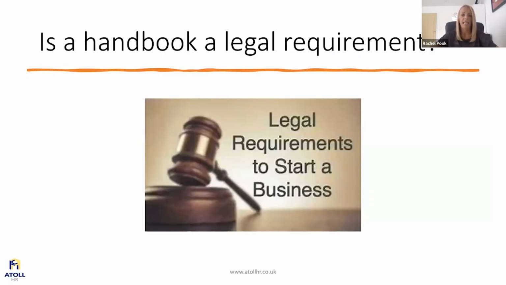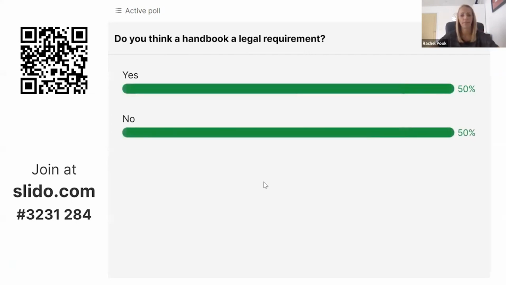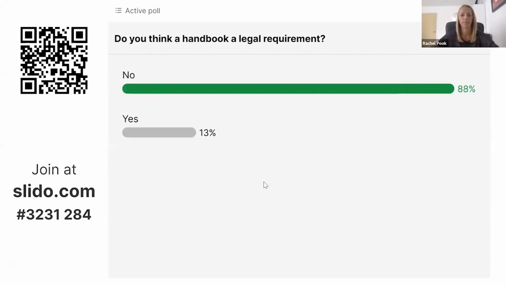So question then, is a handbook a legal requirement? Do you think legally you have to provide a handbook to your employees? Most of you are actually correct. By law, you do not have to have a handbook.